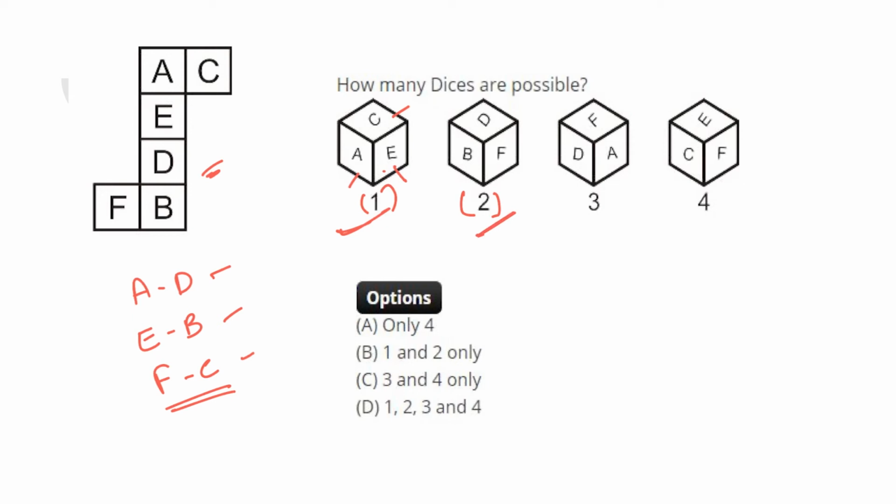opposite alphabets are present. D, A. So this condition is not possible. D and A, it is opposite. It cannot be adjacent. And C and F, even these are adjacent, it should be opposite. And therefore, option B, 1 and 2 is possible.